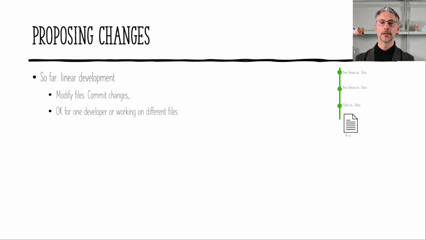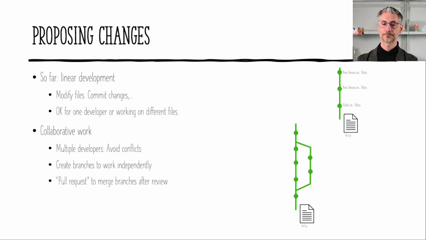So far we've done a very linear development. We modify our files, we commit our changes, and this is totally fine for one developer working on different files, and it's also okay for a small group. But in larger groups, or if we want to work together, we typically have multiple developers and we need to avoid conflicts between them. So this is where we can create branches to work independently. And then we put out a so-called pull request to merge those branches.